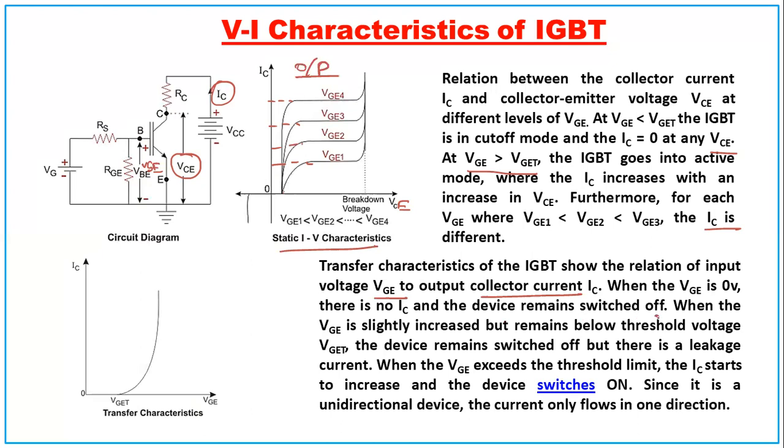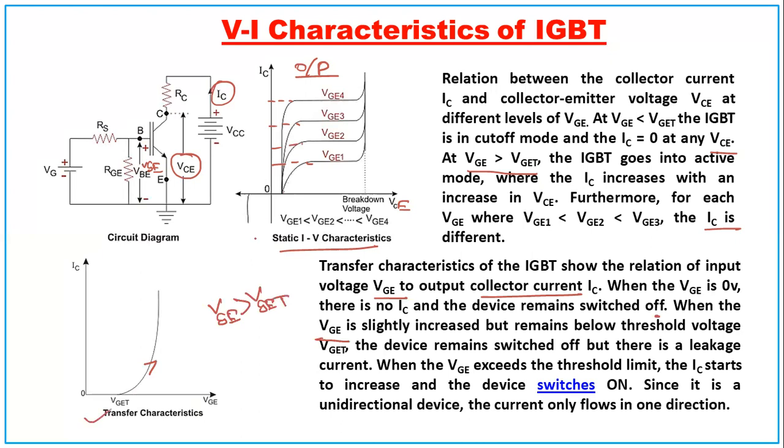When VGE is slightly increased but remains below the threshold voltage VGET, the device remains switched off, but there is a small leakage current. When VGE exceeds the threshold limit, the collector current starts to increase and the device is switched on. Since it is a unidirectional device, the current only flows in one direction. So VGE should be greater than VGE threshold, then the collector current will begin to conduct. That is the transfer characteristic.